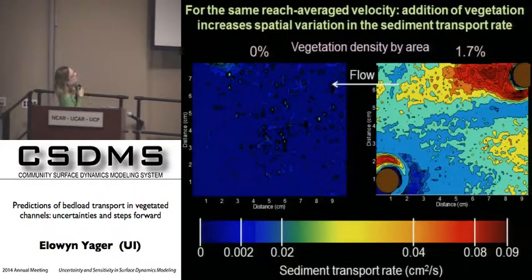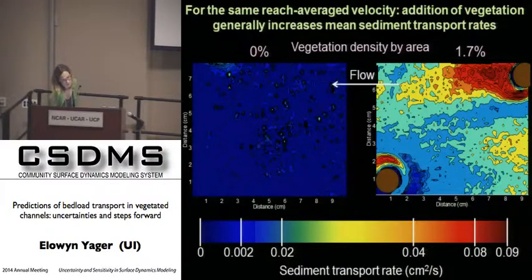Well, here we can compare two different sediment transport rates. So one on the left is a run without any vegetation, and the one on the right is a vegetation density by area of 1.7%, keeping in mind that we're holding the mean flow velocity constant between these experiments. And they have the same scale of sediment transport rate here. So if you're just visually comparing these, and I have quantitative data to back this up, I just didn't want to overwhelm you with plots, we see we have much higher spatial variation in sediment transport with the vegetation.